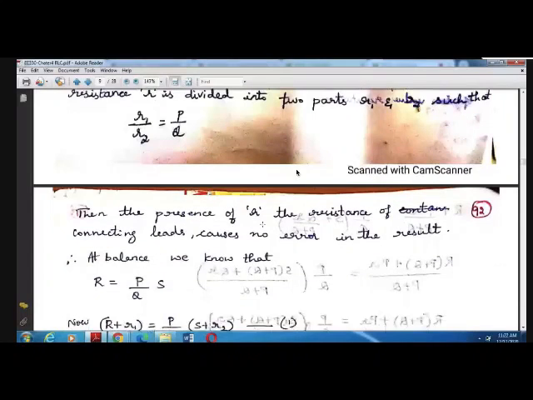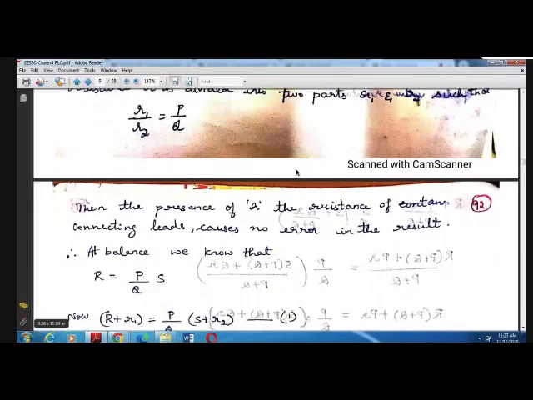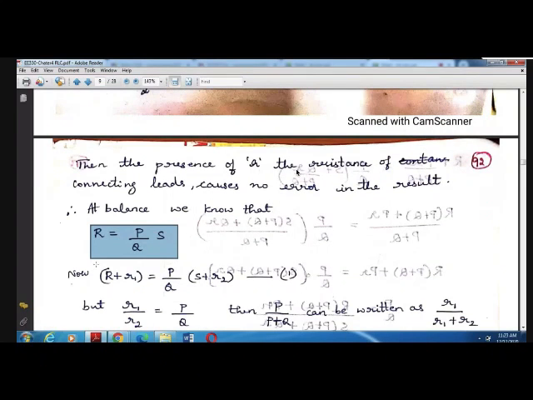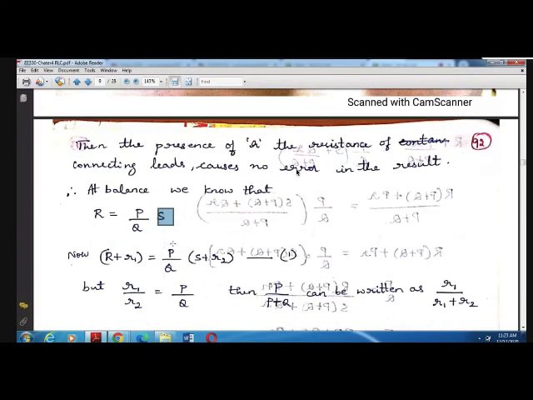At balance condition, first we are going to write the balance condition as we derived in the case of the Wheatstone bridge. From the balance condition, we know that P by Q is equal to R by S, that is R is equal to S into P by Q. So in the place of R, we are replacing R plus R1 now because the contact lead resistance value is added. In the place of S, it becomes S plus R2. So this equation can be written in this form.